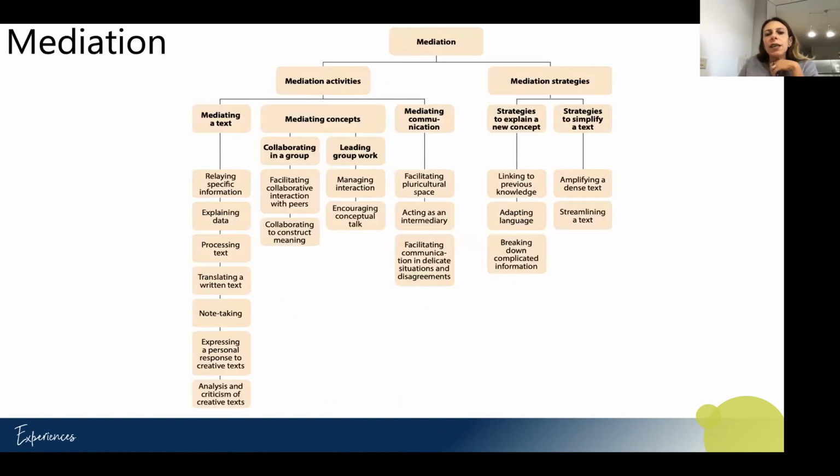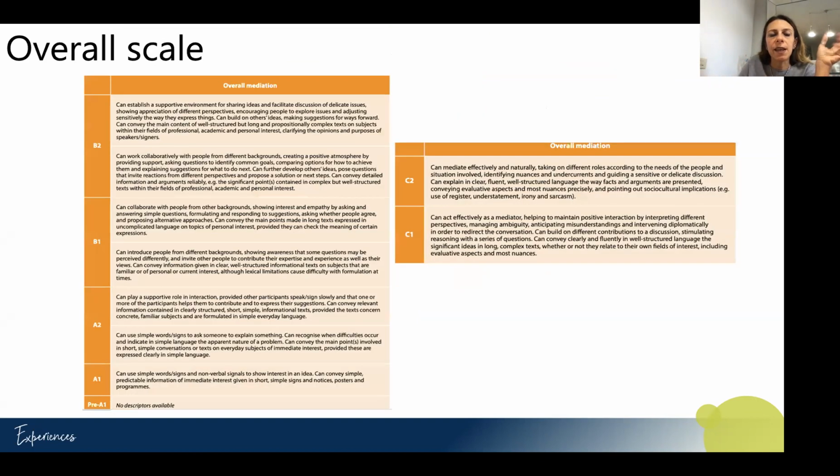So now going to the scale and to this wonderful graph, which includes all the different aspects of the world of mediation, taken, of course, from the CEFR CV. We have mediation activities and mediation strategies, and I'm going now to analyze each of them in further detail. This is the overall scale.